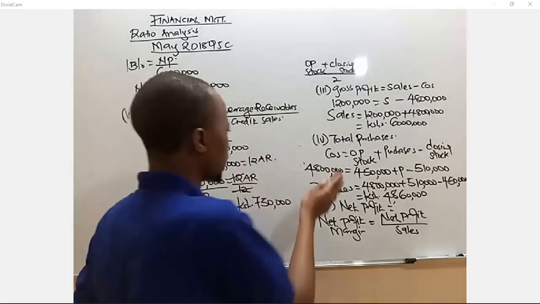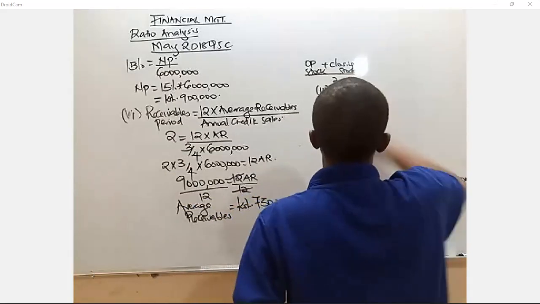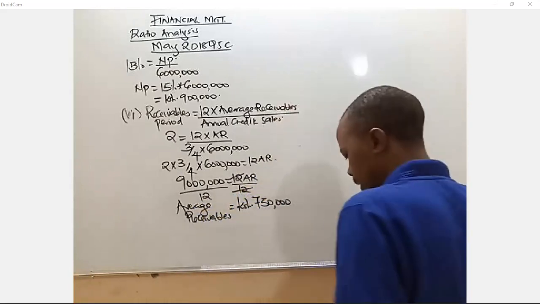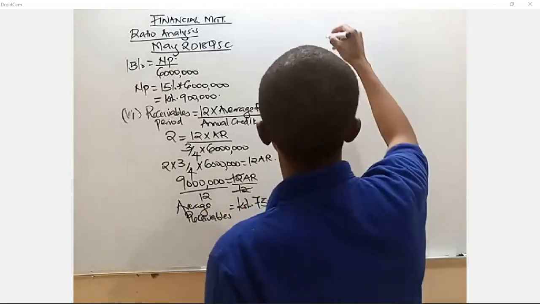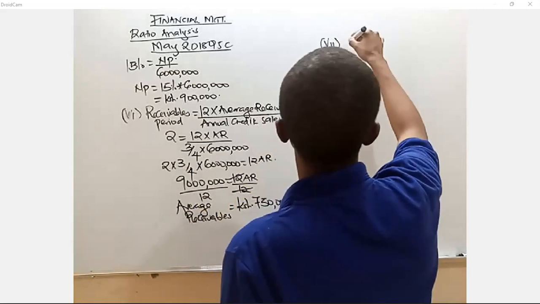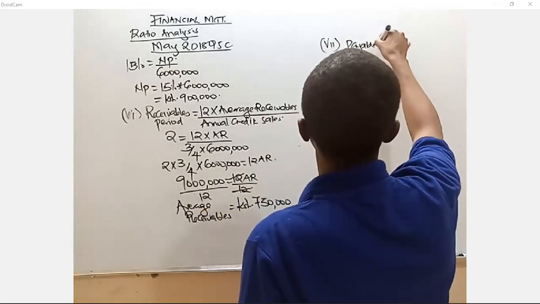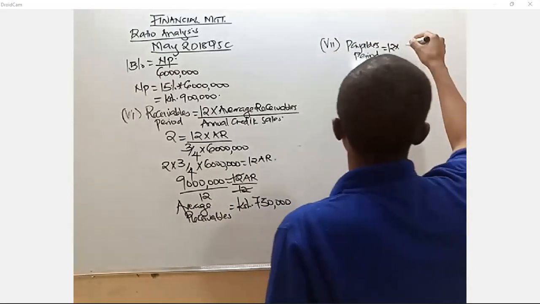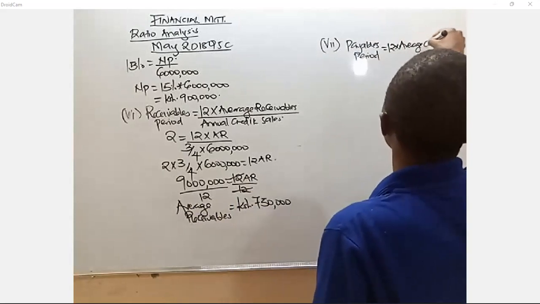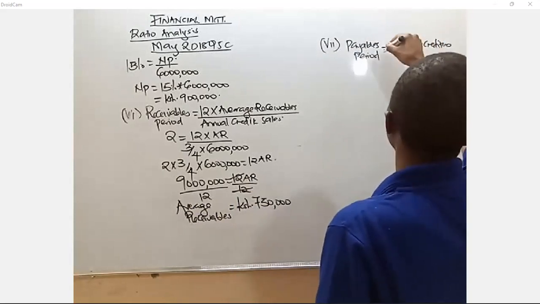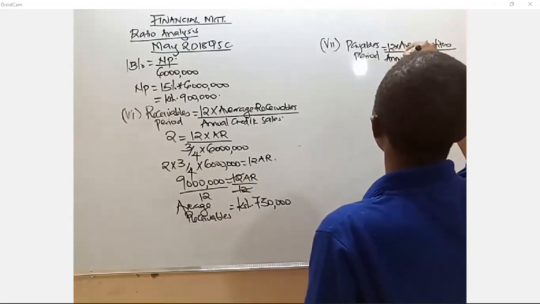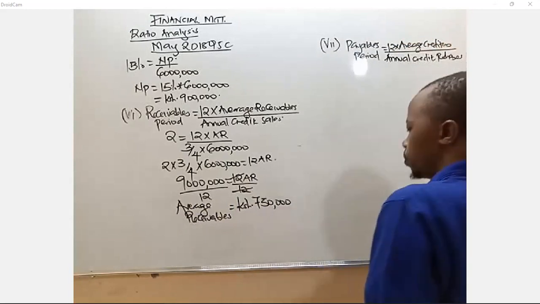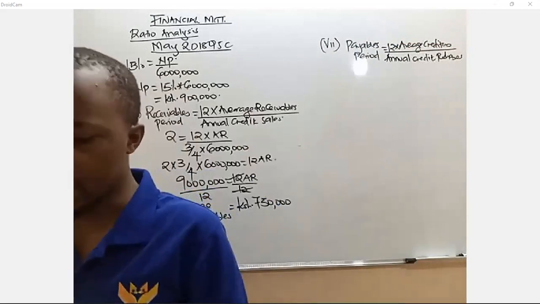Then let me calculate the last requirement of the question. The examiner wants us to compute what? We need to get the payables, that is, they are asking about the payables period. And we have said we take the months, we multiply by the average creditors, then we divide by the annual credit purchases. The payables period is given under the additional information number 1.